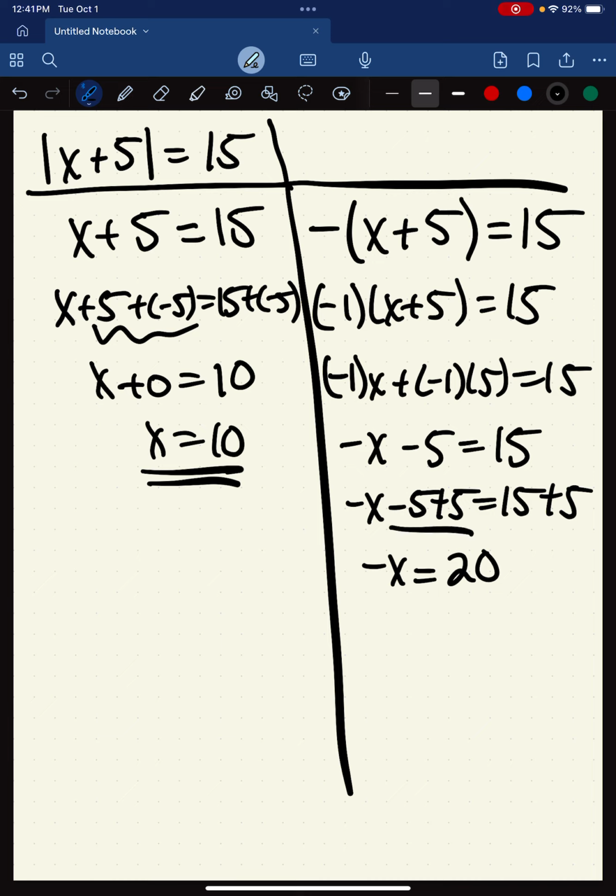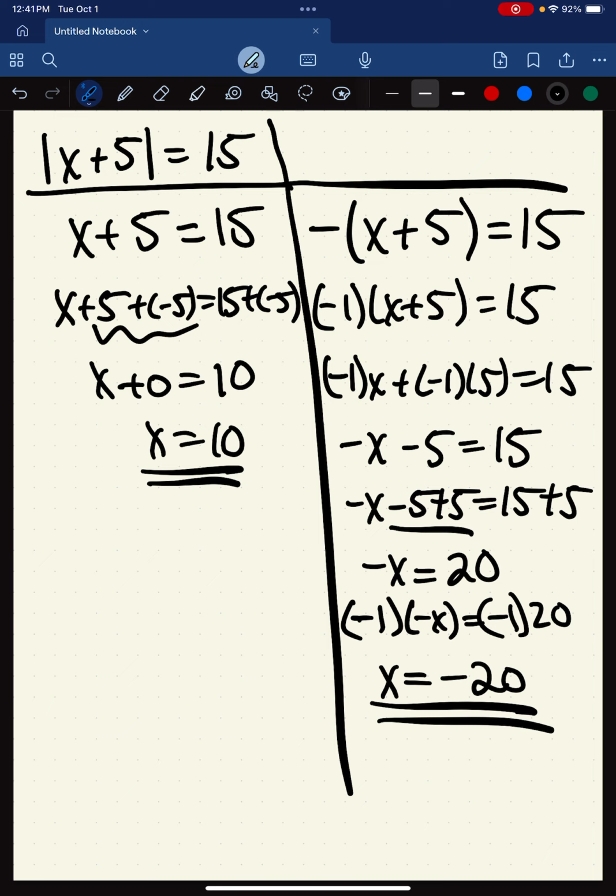And this resolves the identity, right? I just didn't write that there. That's 0. The problem is we don't want to know what negative x is. We want to know what positive x is. So we need to multiply both sides by negative 1. And so negative 1 times negative x is just x, and then negative 1 times 20 is negative 20.